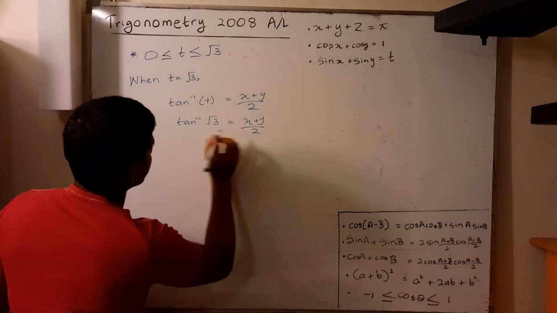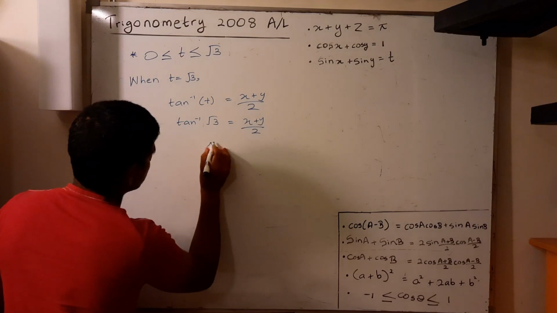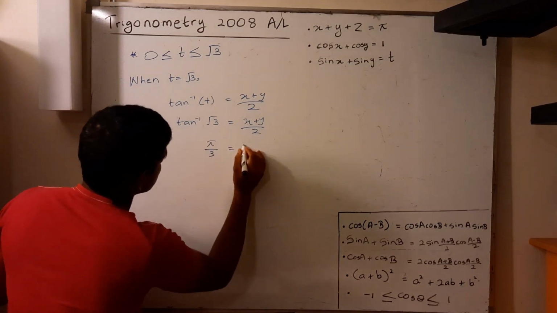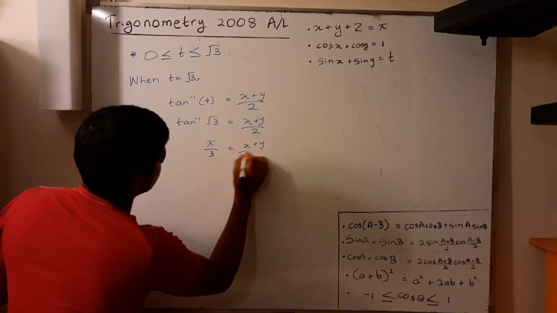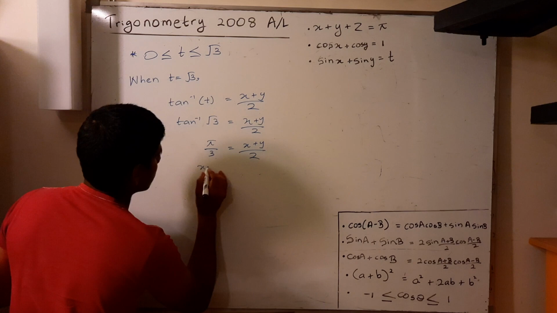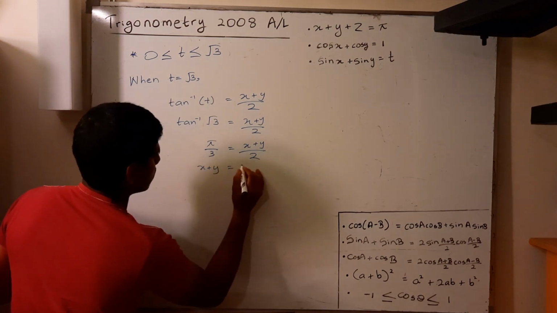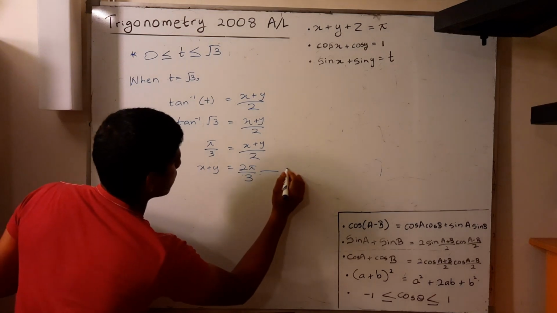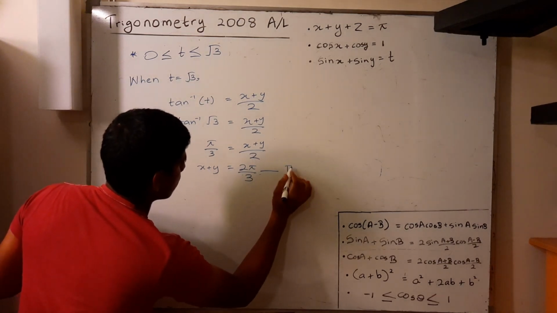over 2, and tan inverse root 3 is pi over 3, because tan pi over 3 is equal to root 3. So you can see pi over 3 is equal to x plus y over 2, and then if we cross multiply it, we get x plus y equals 2 pi over 3, and this can be equation P.